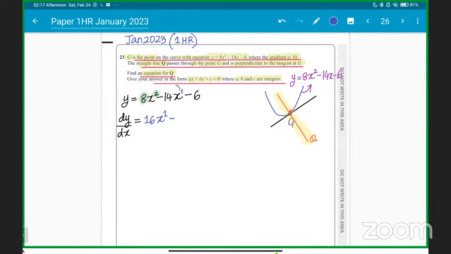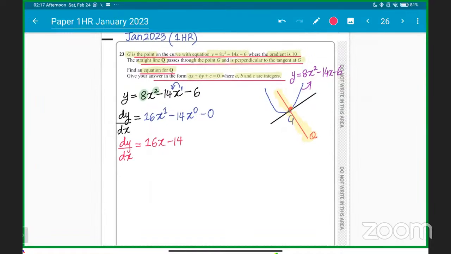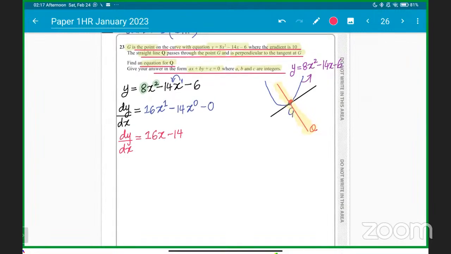Similarly, the power is 1 here. 1 times 14 will be 14, and the x power will become 0. And the differentiation of a number is 0, sir. So this is what I'm going to get, students. dy over dx is 16x minus 14. Okay, understood that? This is what the differentiation is. This will give you 1 mark if you know how to do the differentiation.